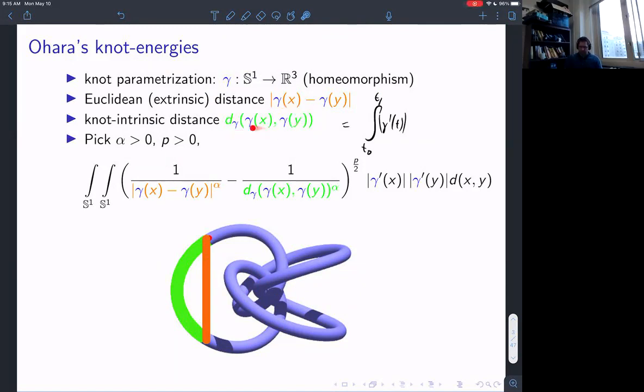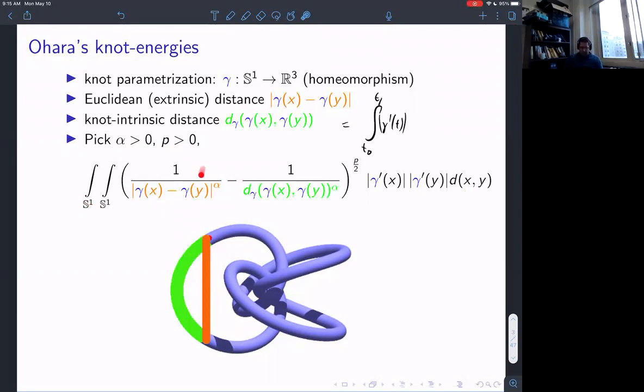How we measure the intrinsic distance between two knot points, right? So these are analytically easy to write down. Now we take two exponents, alpha and p, and we just compute the difference or the ratio between the Euclidean distance and the intrinsic distance at every point, and we integrate over this.